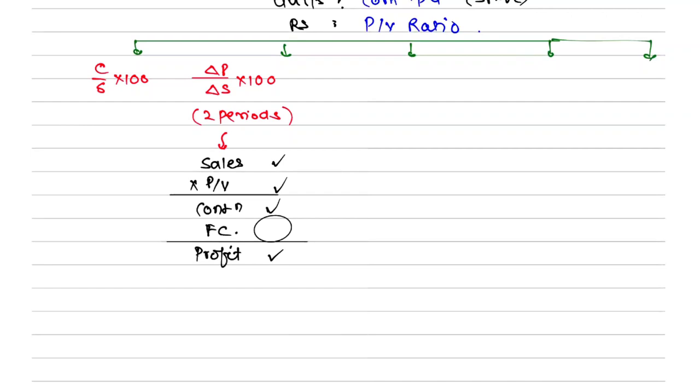Samajhta hai ye? Acha, sometimes they will give you like this, that your variable cost is 80%. So 10 mein se 8 is variable cost. So 100 mein se 80 is variable cost.